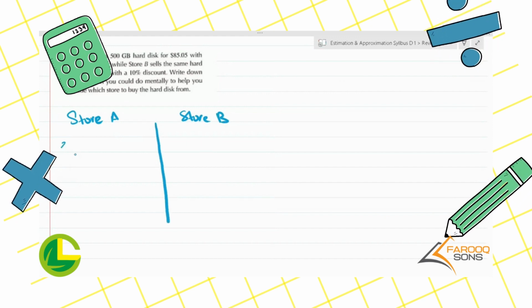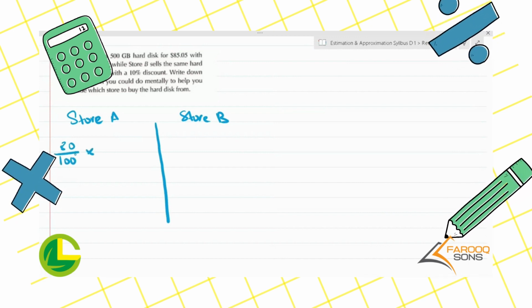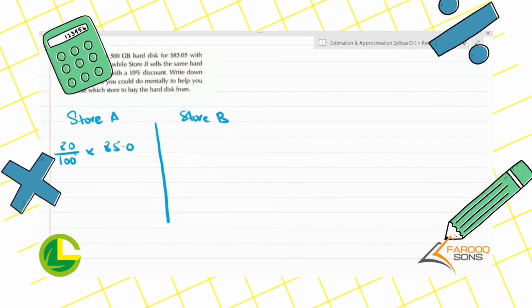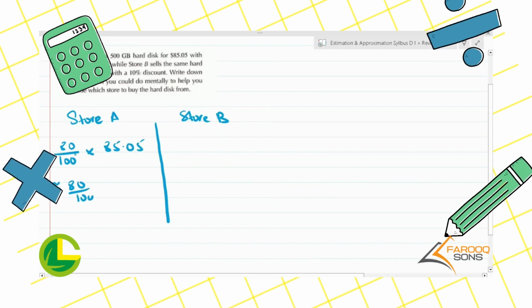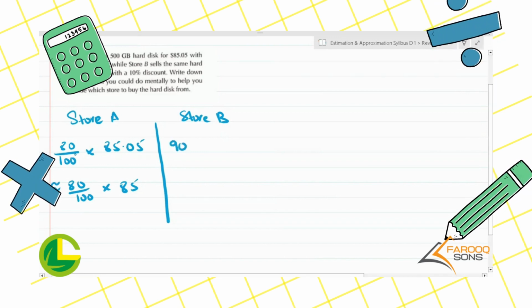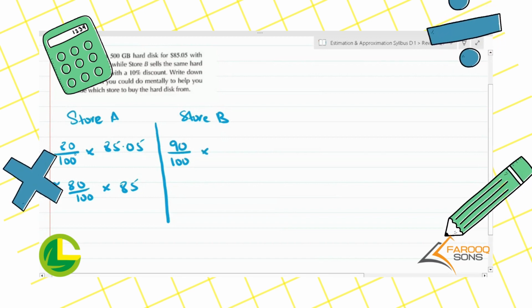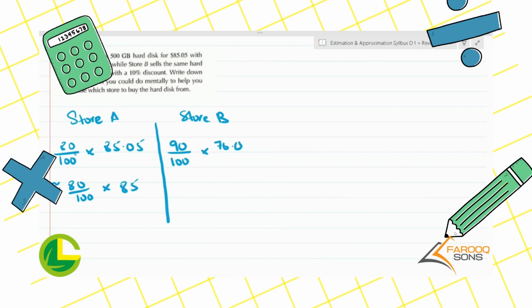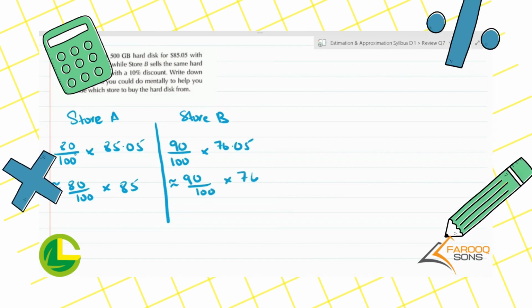The first one is giving you a 20% discount, which means you have to pay the 80% of the amount. 80% of 85.05. We are going to round it off and make it 80 over 100 multiplied by 85 in this case. And for the second one, as it is giving you a 10% discount, you have to pay the 90% of the amount. So 90% multiplied by 76.05. Again, rounding off, 90 over 100 multiplied by 76.